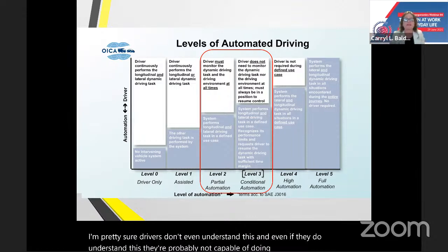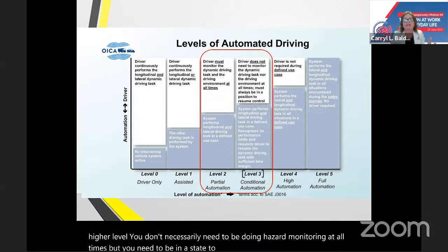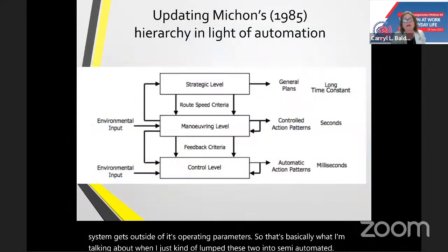Level 3 is a slightly higher level. You don't necessarily need to be doing hazard monitoring at all times, but you need to be in a state to resume control within seconds if the system gets outside of its operating parameters. So that's basically what I'm talking about when I lump these two into semi-automated driving.